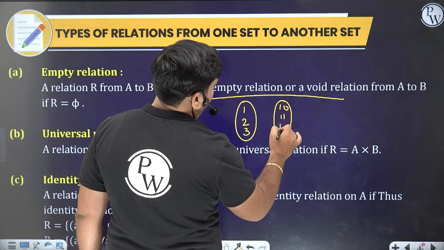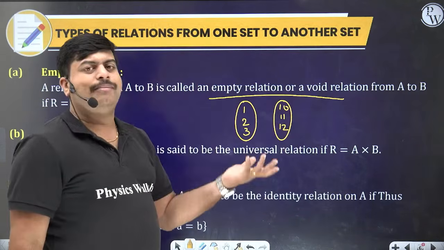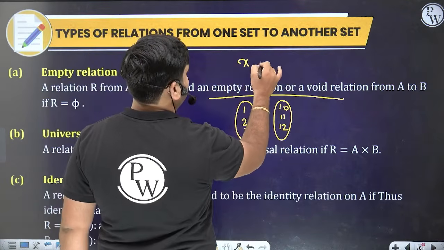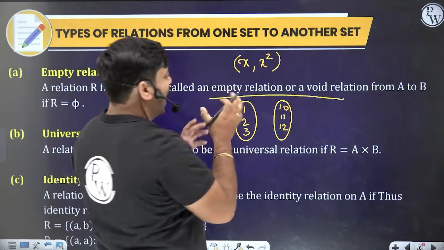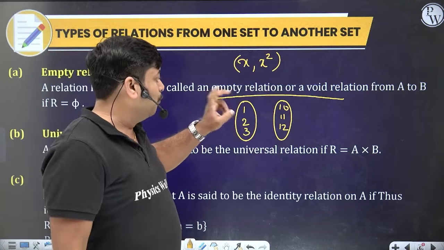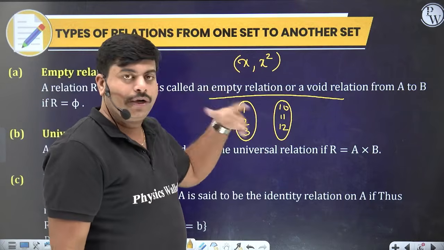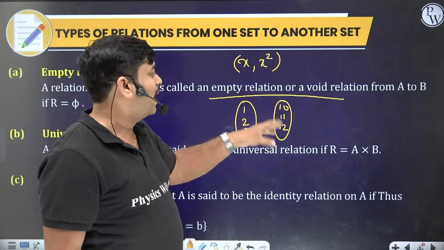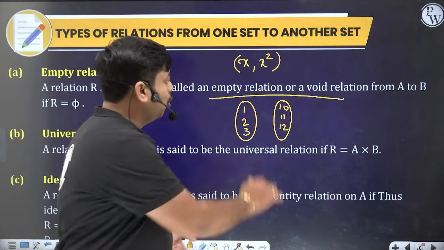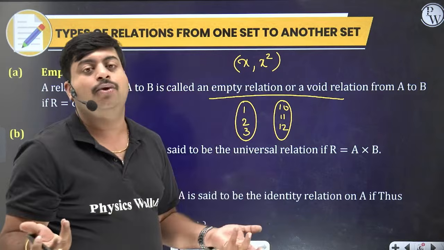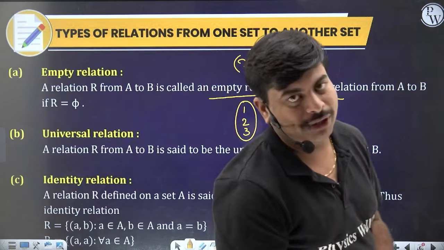For example, I have the set {1, 2, 3}, and here let's say {10, 11, 12}. And the relation I'm giving is (x, x square). That means I need to have the ordered pair (x, x square). For 1, the square is 1. Do you have 1? No. For 2, the square is 4. No. For 3, the square is 9. Elements are not there, so you cannot map them, right? That's the reason it is called an empty relation, or a void relation.